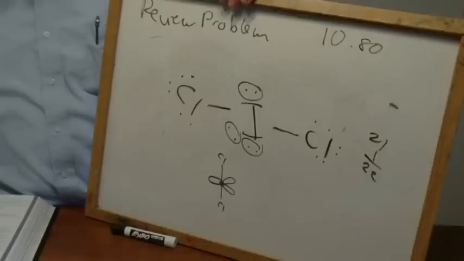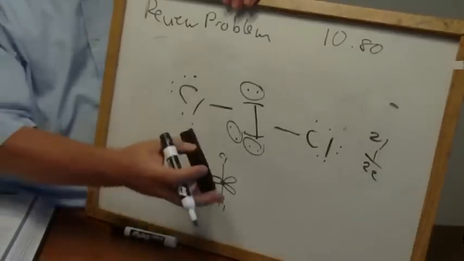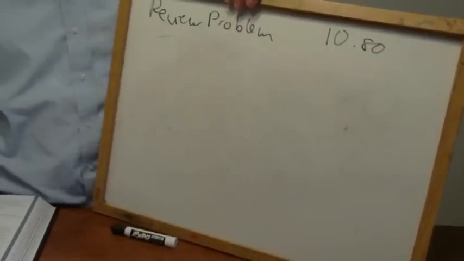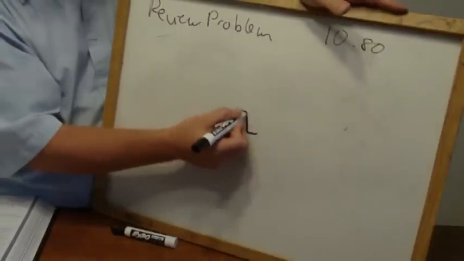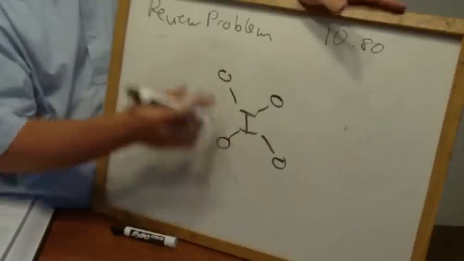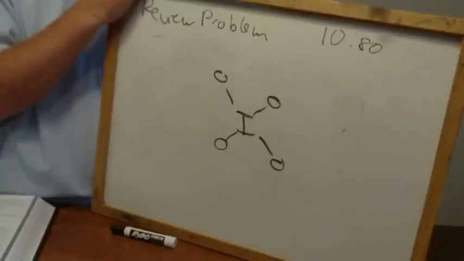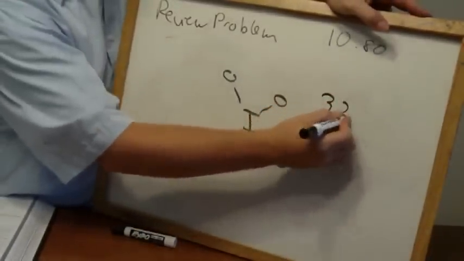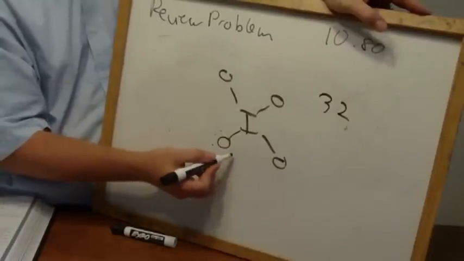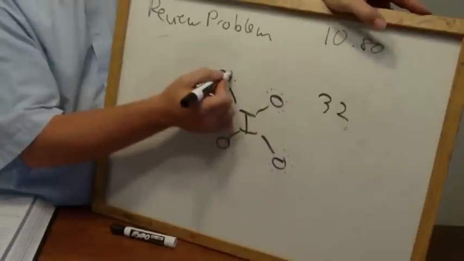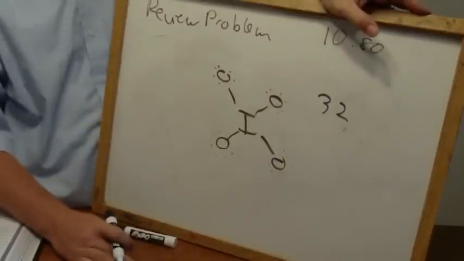Which of the following has the shape described by the figure below? IO4 minus, iodine, O, 6 times 4, 24, plus 7, 31, plus 1 electron is 32. So we have 32 electrons all together here. 1, 2, 3, 4, 5, 6, 7, 8, 9, 10, 11, 12, 13, 14, 15, 16, 17, 18, 19, 20, 21, 22, 23, 24, 25, 26, 27, 28, 29, 30, 31, 32. So that is going to be tetrahedral, right?